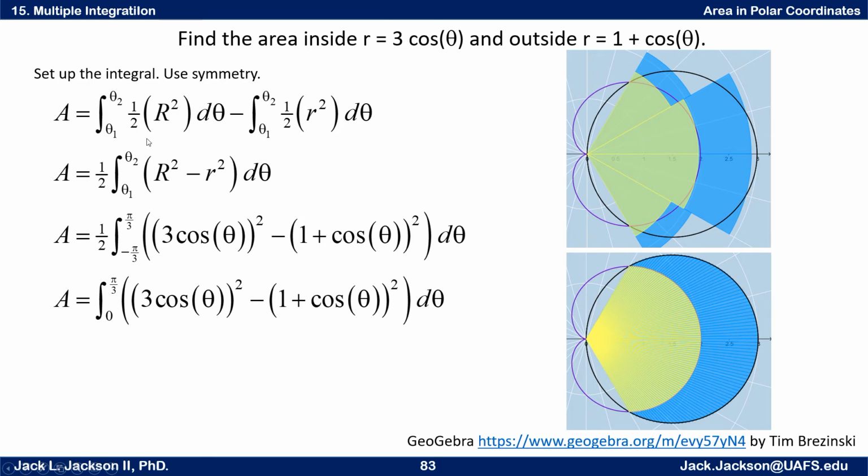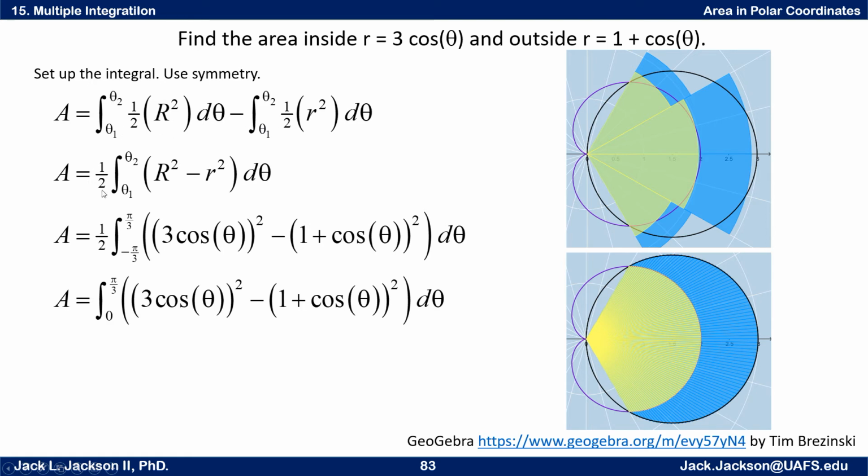So if big R is the r value for the outer curve, in this case the 3 cosine theta, then 1/2 R squared d theta, as we saw in our previous video, from theta 1 to theta 2 is that area. Then we want to subtract from that the area here to get the remaining leftover area that we're wanting. And little r is the value here. So we can combine this as one integral by factoring out the 1/2.